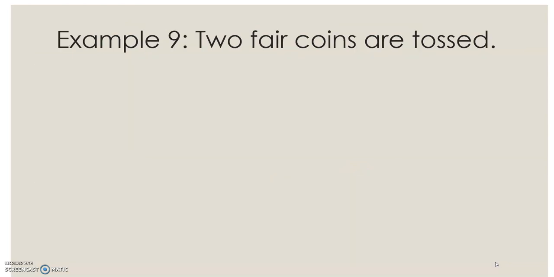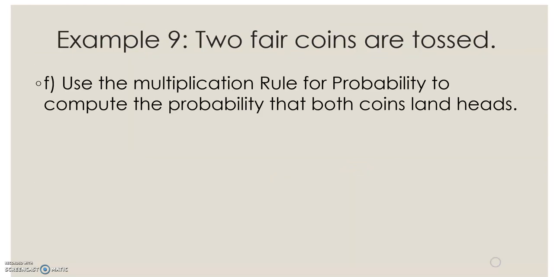Example 9, 2 fair coins are tossed. Part F. Use the multiplication rule for probability to compute the probability that both coins land heads. The chance for the first coin is 1/2 times the chance for the second coin is 1/2. 1/2 times 1/2 is 1/4. That's section 11.3, conditional probability and events involving and.